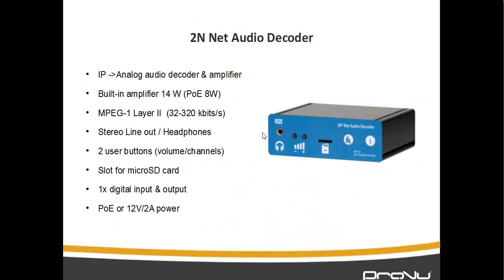So this comes along the Net Audio Decoder. This is the main system that you add to the 2N software. It has a built-in 14-watt amplifier, and if you're running it over PoE, then it becomes 8-watt because of the power it can grab from the PoE switch. So this is effectively an IP to analog converter.